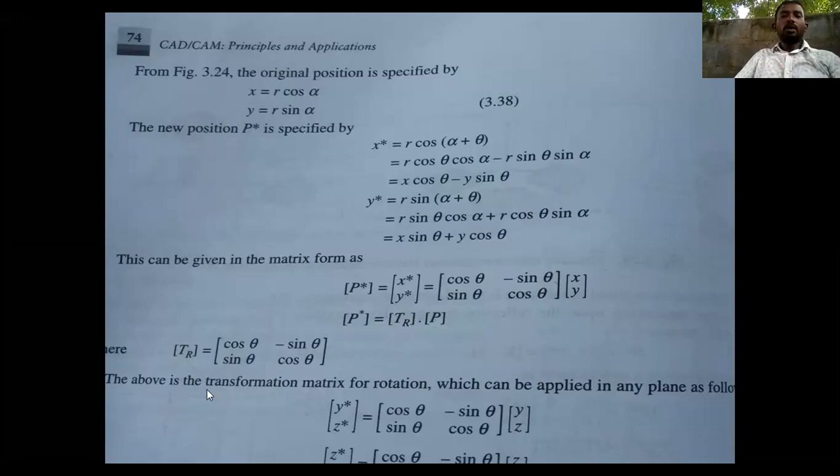The above transformation matrix is for rotation, which can be applied in any plane. You can apply it in any plane, the XY plane, or you can choose YZ or ZX. So the same applies. This is the transformation of reflection.